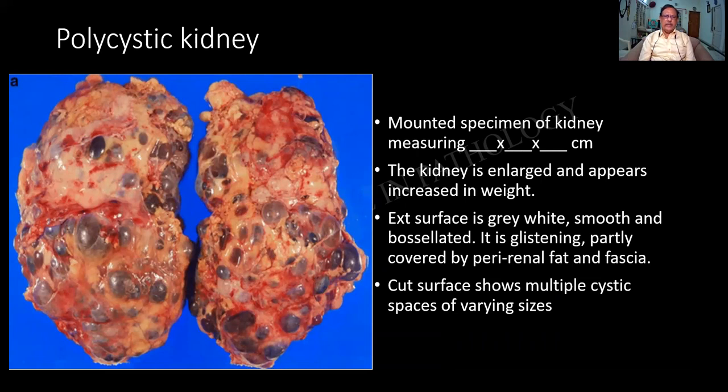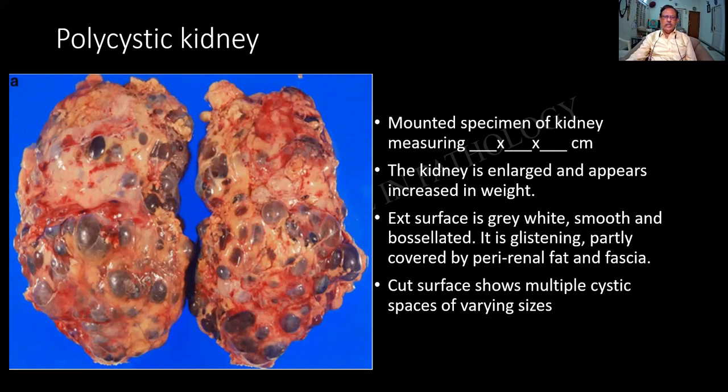This kind of a specimen can be kept for you. In fact, our specimen is more bland because it has been kept in formalin for a long time. It is a mounted specimen of the kidney measuring dash into dash into dash centimeters. You are supposed to measure and then write. It is reniform or bean shaped in outline. That is why I am saying that it is a kidney. The external surface is gray-white, smooth, but it is bosselated because I am finding multiple bulging areas. It can be glistening and it is partly covered by fat and fascia.